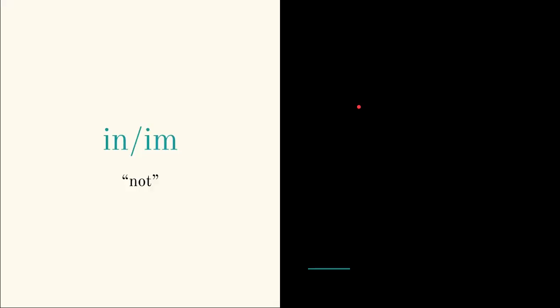Okay, let's go on to the prefixes. The first prefix that we're going to look at has 2 separate spellings, in and im, but they mean the same thing. They mean not. In can also mean in, like something in your inbox. That's another prefix that means in. But in this case, it pairs with im and it means not. So we're just focusing on this not meaning.